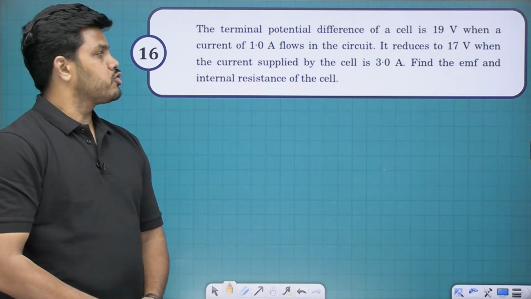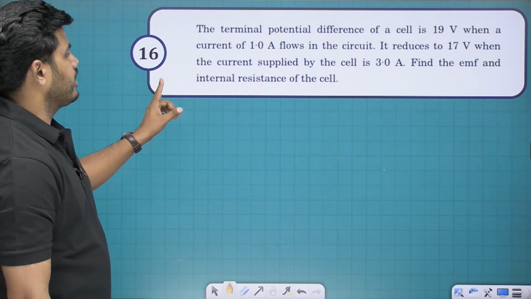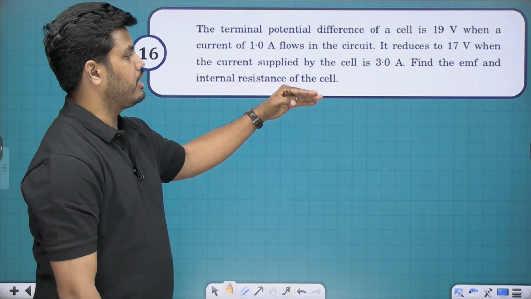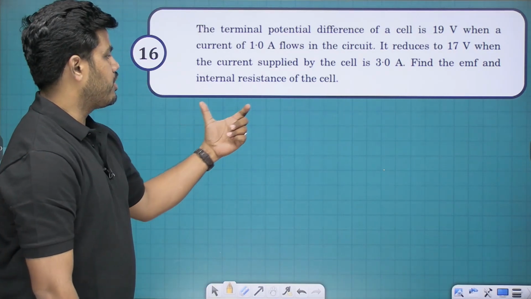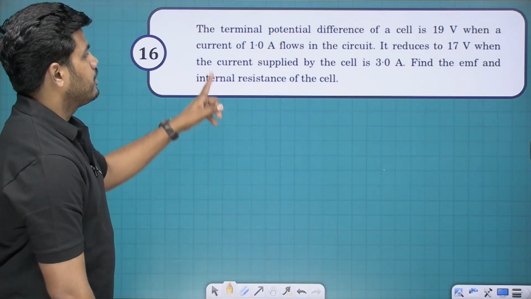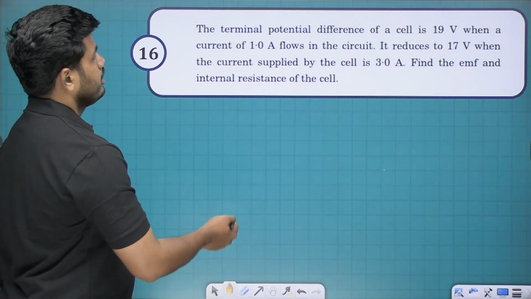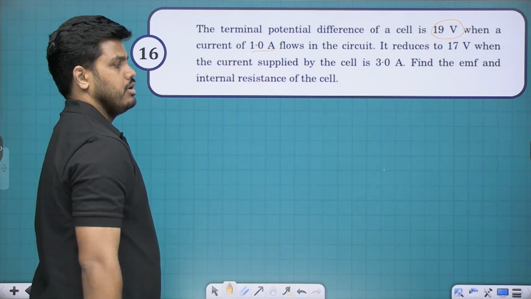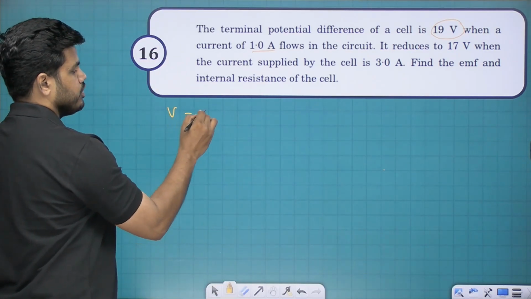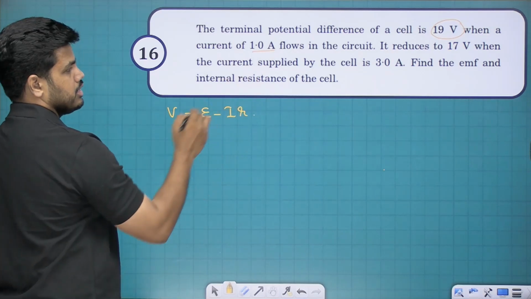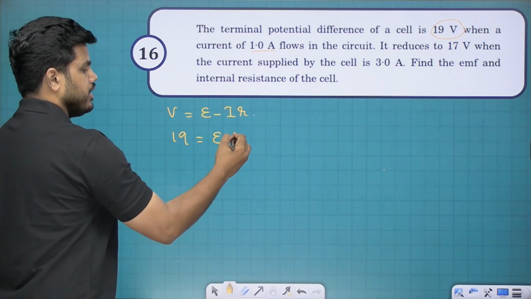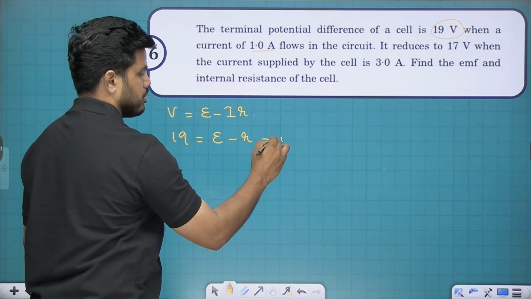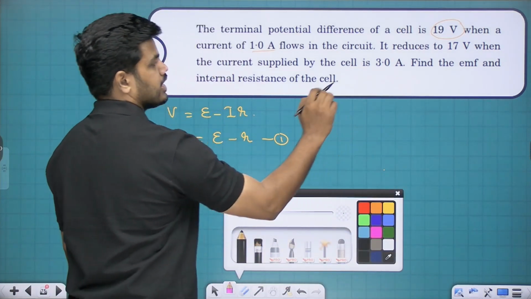The terminal potential difference of a cell is 19 volt when a current 1 ampere flows through the circuit. It reduces to 17 volt when the current supplied by the cell is 3 ampere. Find EMF and internal resistance of the cell. You are given two different combinations. First one, terminal potential difference is 19 volt when the current is 1 ampere. For that combination, using the equation V is equal to E minus IR, we can write 19 is equal to E minus 1 into R, right? Equation number 1.